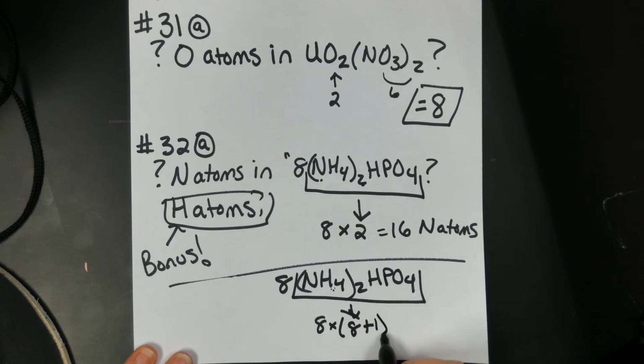So it's 8 plus 1. So it's really 8 times 9. So that is 72. 72 H's, right? So that's just a bonus question.